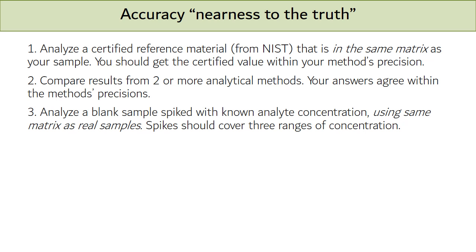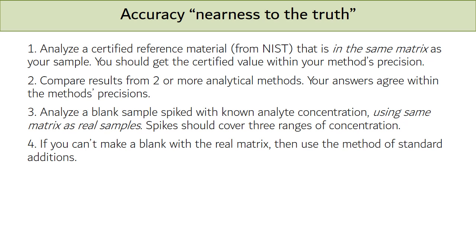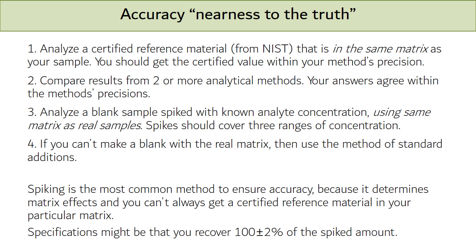You can also take a blank sample and spike it with a known analyte concentration. As long as your blank has the same matrix as your real samples, then you can do this. And you should do your spikes over 3 different concentration ranges to make sure that you're able to create a sample of known concentration over a good range. If it's not possible to make a blank that has your real matrix, because that can sometimes be really hard to make fake blood or fake river water, then you can do the method of standard additions, and that is covered in a separate PowerPoint.